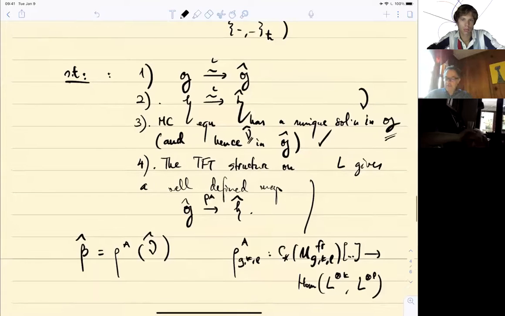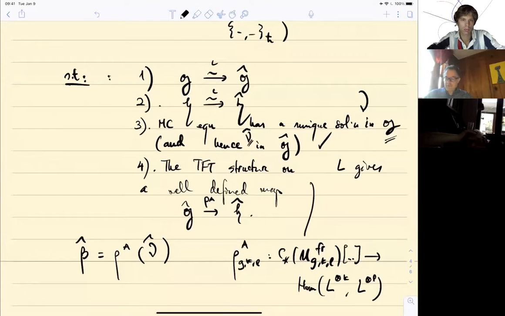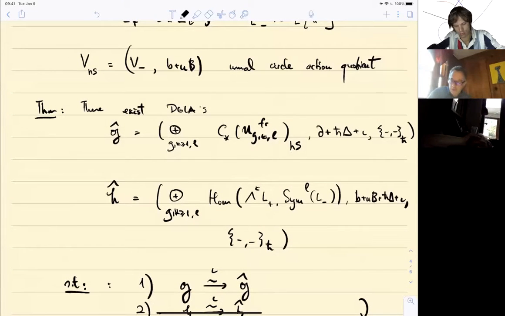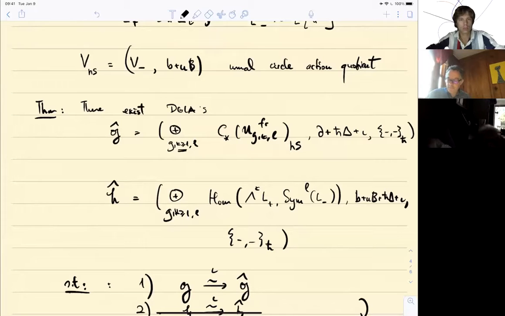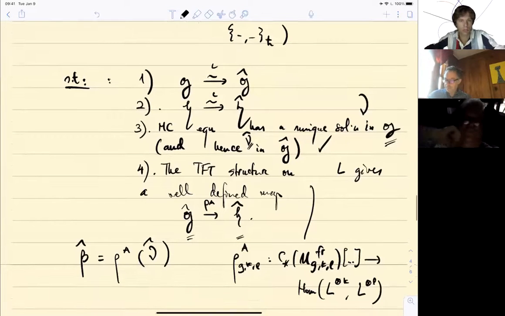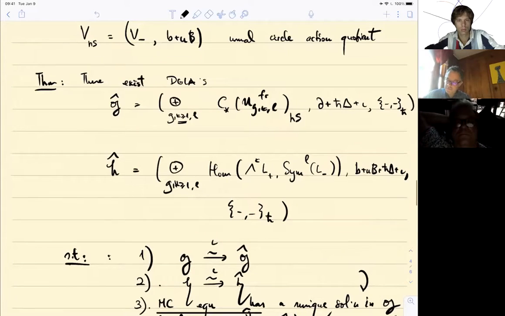Secondly, the fact that the topological field theory structure on L gives a well-defined map of the GLAs G hat to H hat simply comes from the fact that in the definition of G hat and H hat, I'm only allowing K greater than or equal to 1 here. So I do get a well-defined map like this, this rho A GKL. And then the whole construction of taking homotopy invariants was completely equivariant with respect to the circle actions and symmetric group actions. It was coming from a map of props. So I do get maps from the homotopy quotients by the circle actions from this guy to that guy.